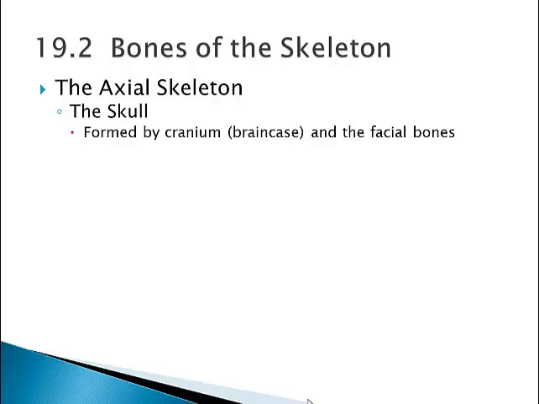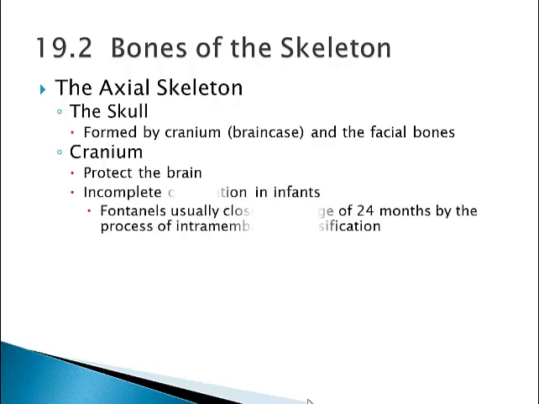The axial skeleton is going to be composed of the skull, the cranium, the facial bones. In adults, the skull is made of 8 bones fitted tightly together. The job of the cranium is to protect the brain. In infants, there is incomplete ossification. This is to facilitate childbirth. There are places of membranous regions, which are called fontanelles, that usually close by the age of 24 months.